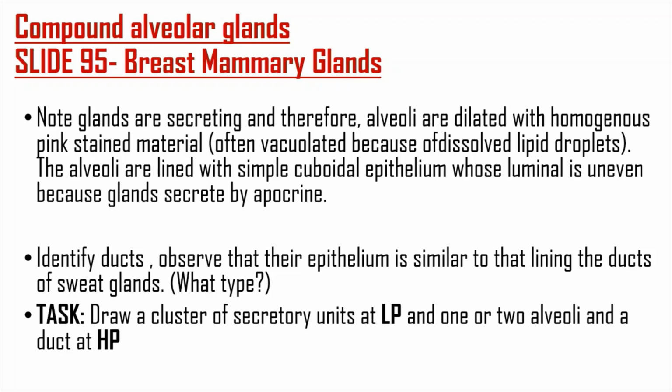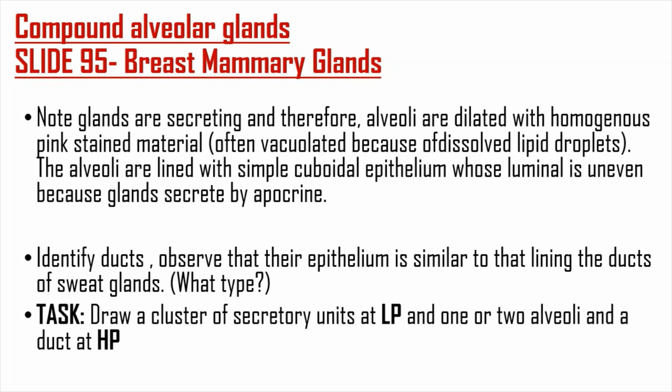Now, what you should note is that glands are secreting and therefore alveoli are dilated. When the glands are secreting, the alveoli are dilated with homogeneous pink-stained material. Inside, there are lipid droplets. The alveoli are lined with simple cuboidal epithelia, whose lumen is uneven because glands secrete by apocrine. So mammary glands secrete by apocrine. These are the things that will show up in your MCQ, so you're supposed to know.